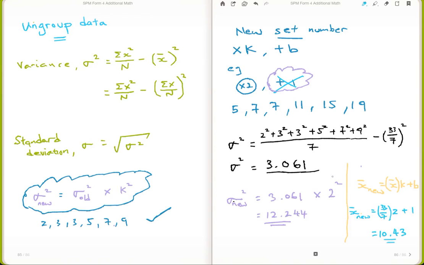Okay, so I hope it's clear that you need to times and then you need to do sum. This is because you times k and you plus the number b in order to get the new mean. Okay, that is all about paper 1 for ungrouped data. Stay tuned for my part 2 of chapter 7 of Form 4.